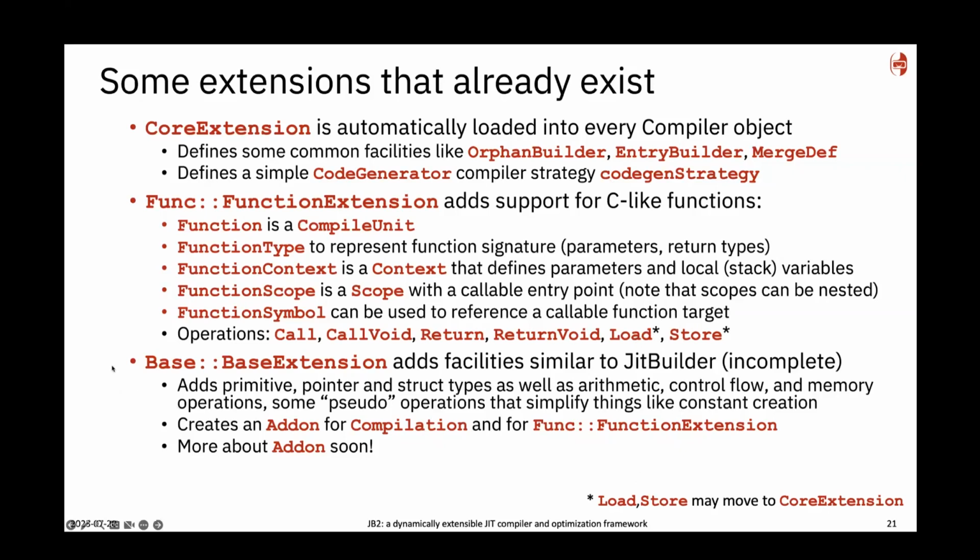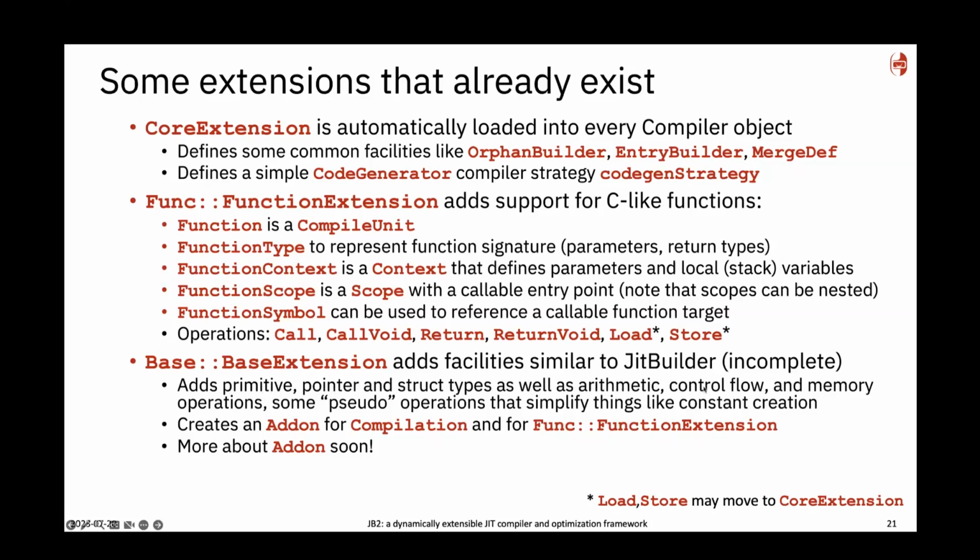As I said, base extension is an extension that provides a lot of the facilities that are familiar from JitBuilder. It's incomplete right now. It's not a full replacement for JitBuilder. It doesn't have all of the arithmetic operations defined. It has all of the types of JitBuilder plus function type. You can get access to other types, and it creates all of the primitive types, it allows you to create pointer types, struct types, etc. As well as some of the simple arithmetic like add, mul, sub, that type stuff.